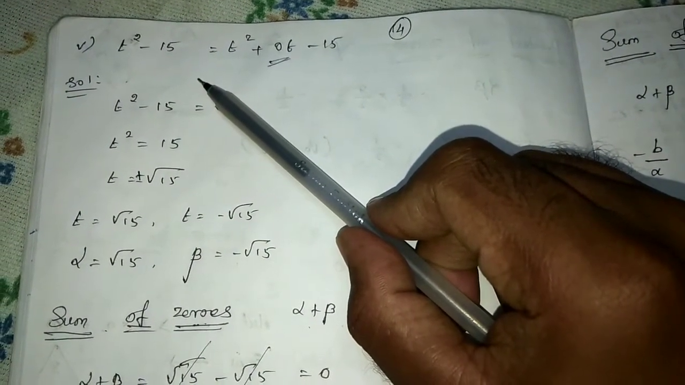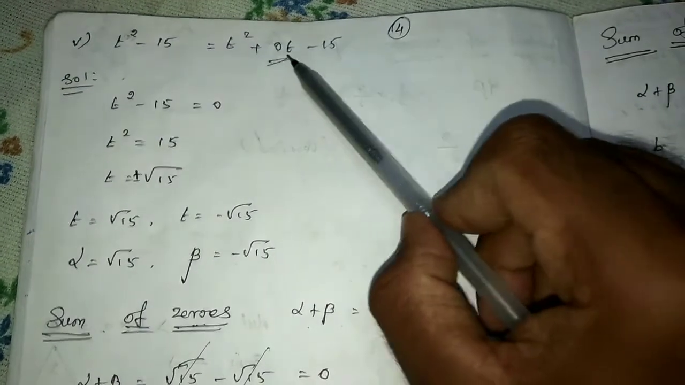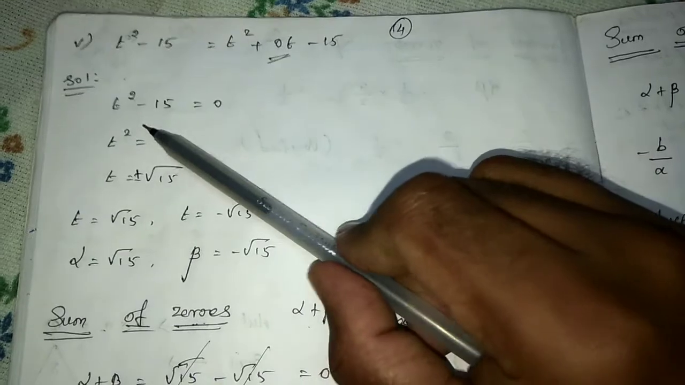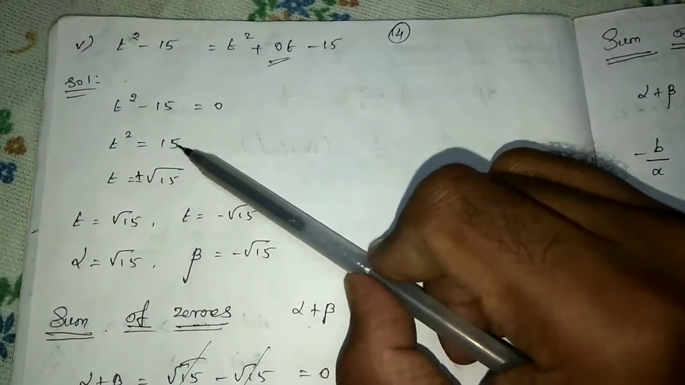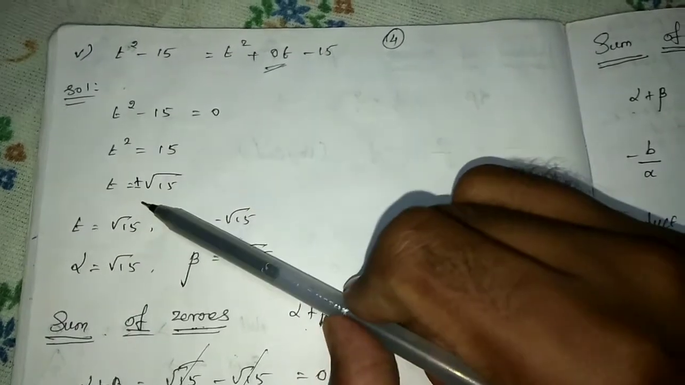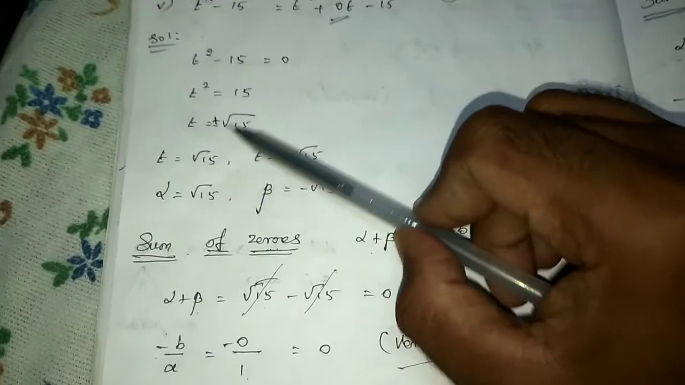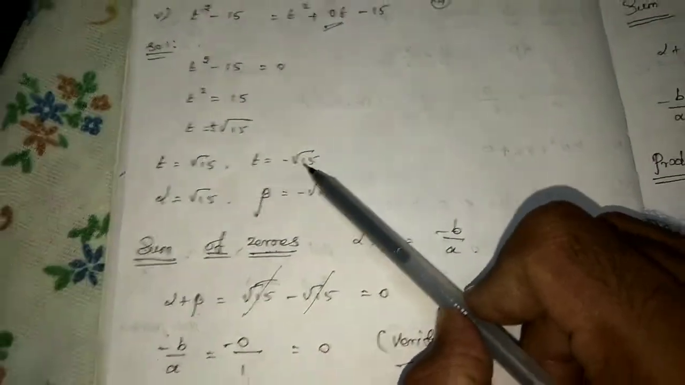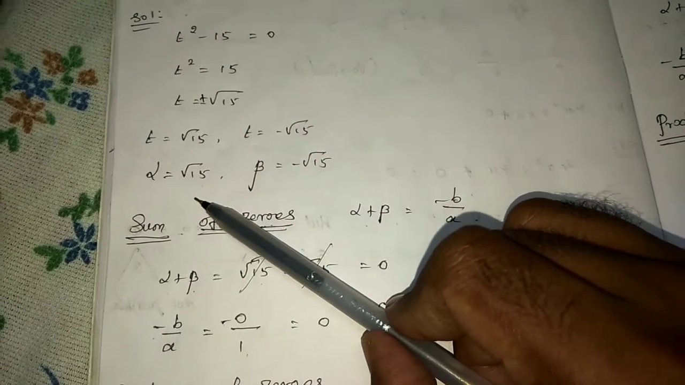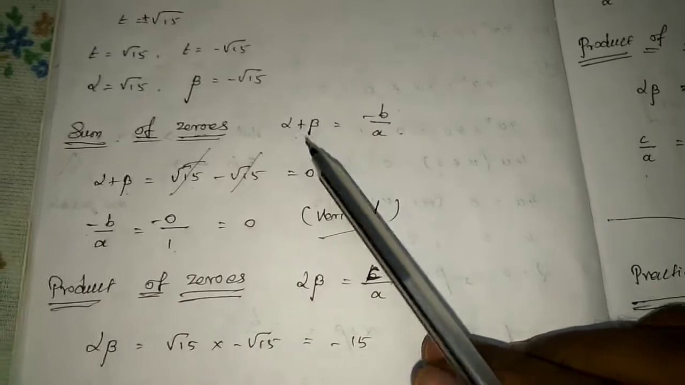Then only we should be able to easily find the a, b, c values, right? So t squared plus 0t minus 15. Here, t squared is the only term with t, so t squared minus 15 is equal to 0. So t squared is equal to 15. So t is equal to plus root 15 or minus root 15, right? Either is possible. So we take alpha as plus root 15 and beta as minus root 15. Clear? Next, we can check the relationship between the zeros.